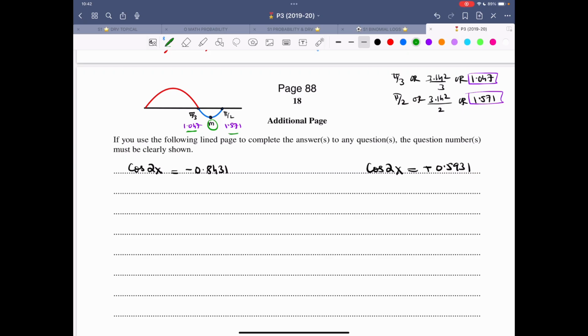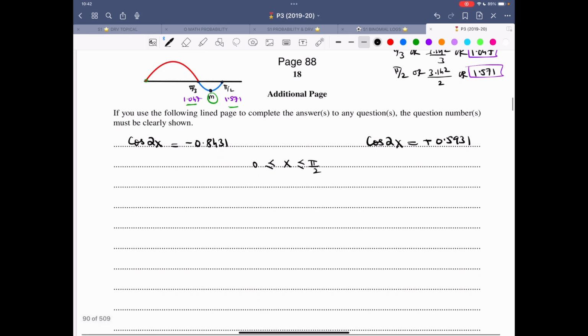Now we know that it could be anywhere between 0 and pi by 2. And now we know specifically it should be between pi by 3 and pi by 2. So let me just solve the trig equation. That is the range of values of x.